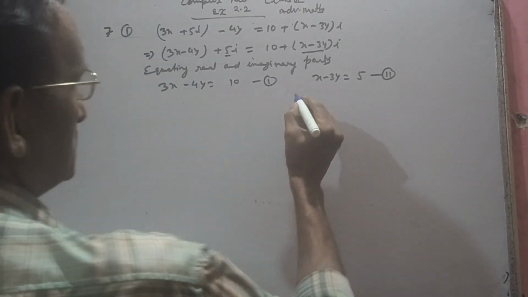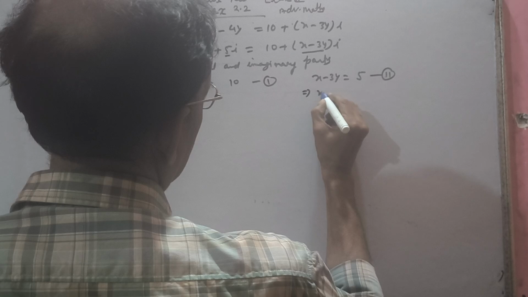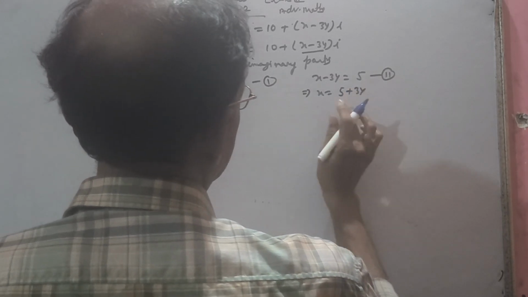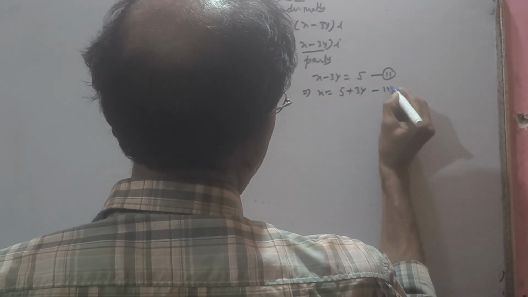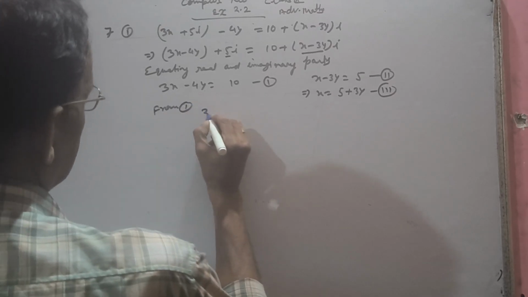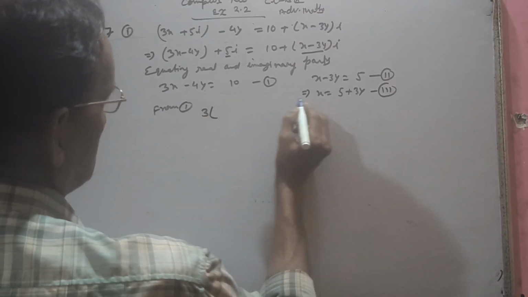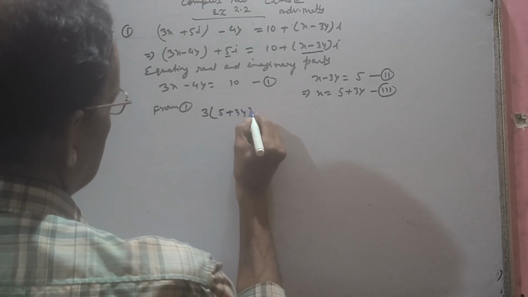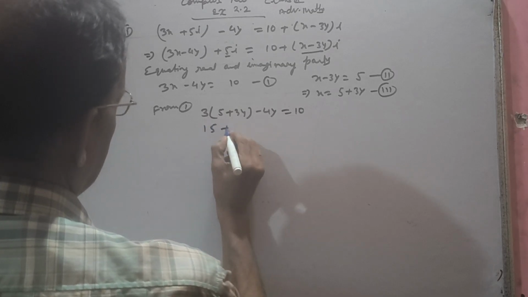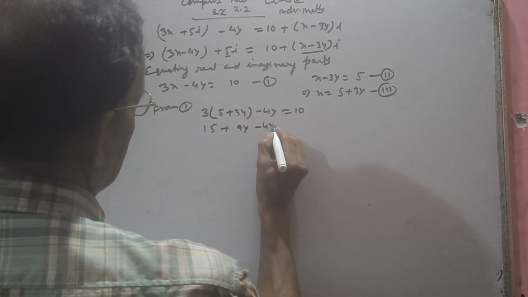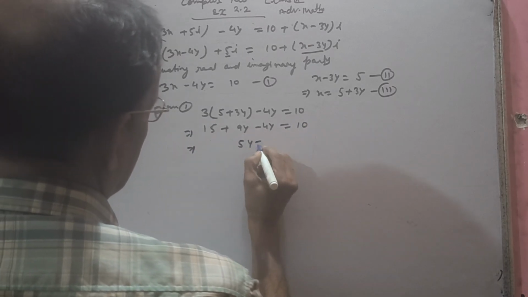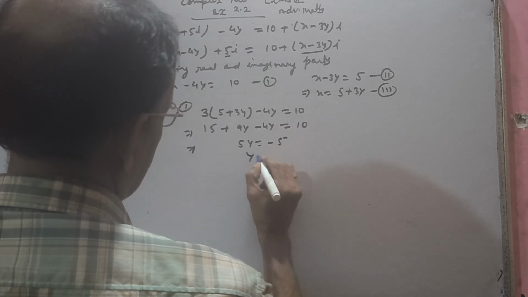You need to find the values of x and y, so solve the linear equations. From here you can start. How much will we get? x equal to 5 plus 3y, let it be equation 3. Now substitute this value in equation 1: 3 into (5 plus 3y) minus 4y is equal to 10. How much will you get? 15 plus 9y minus 4y is equal to 10. So 5y is equal to, this goes to the other side, minus 5.